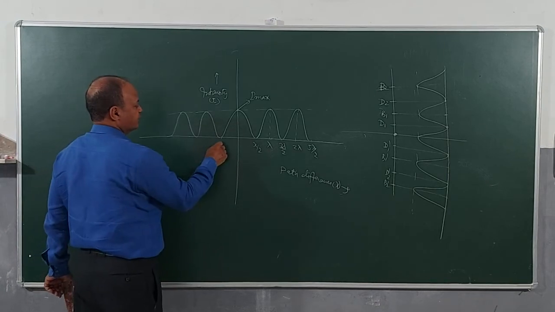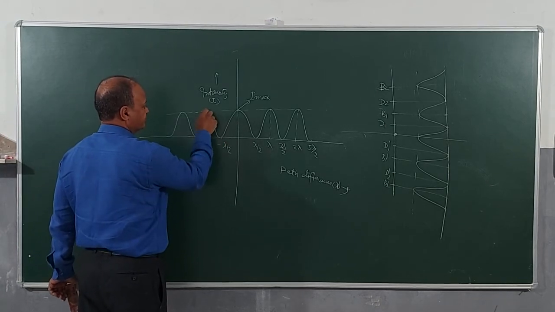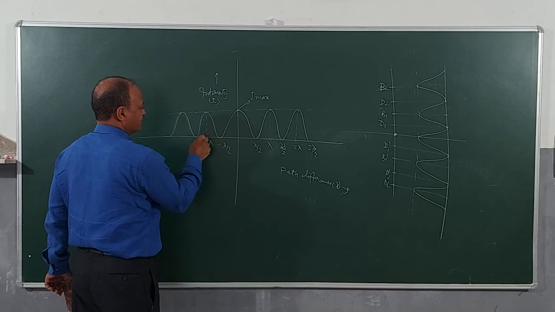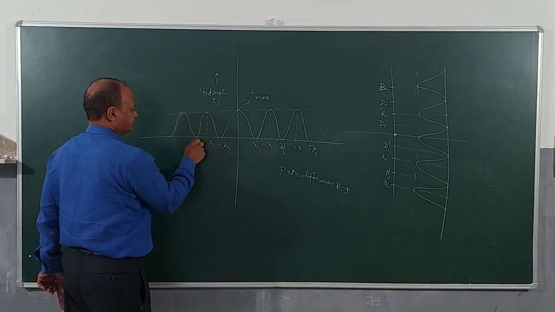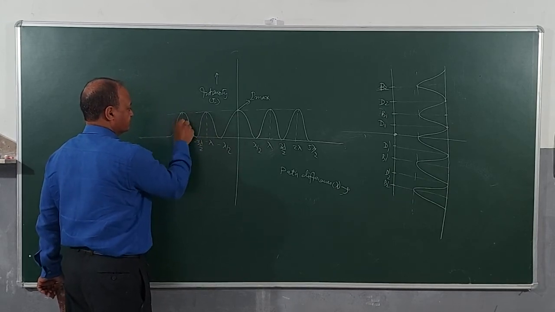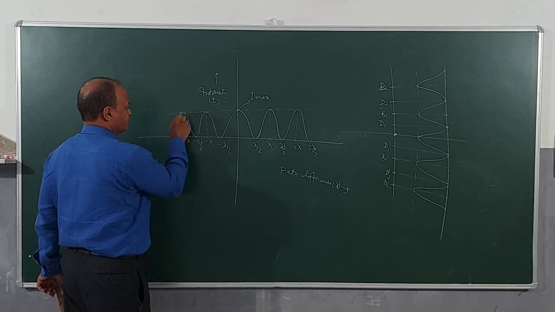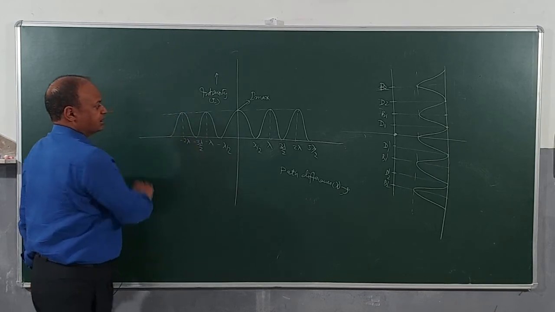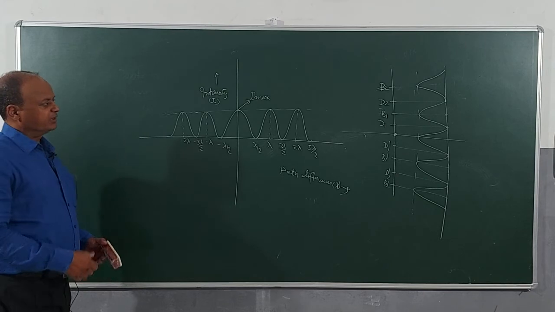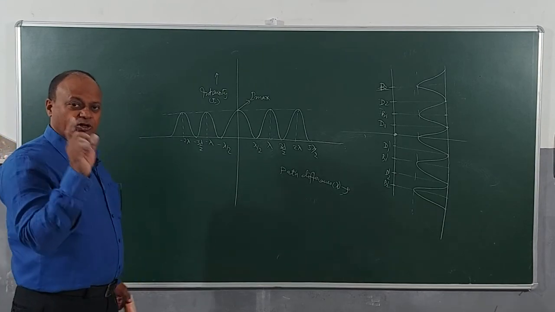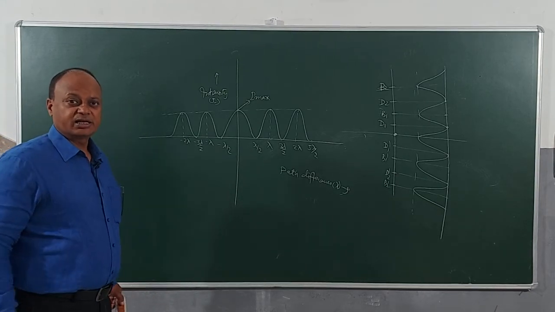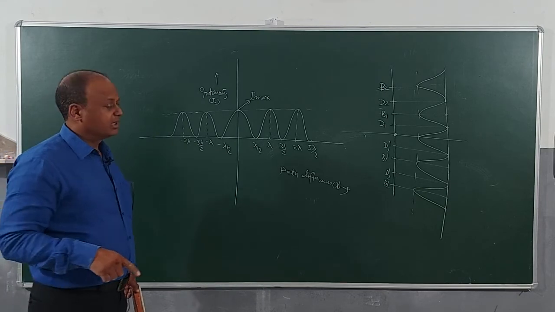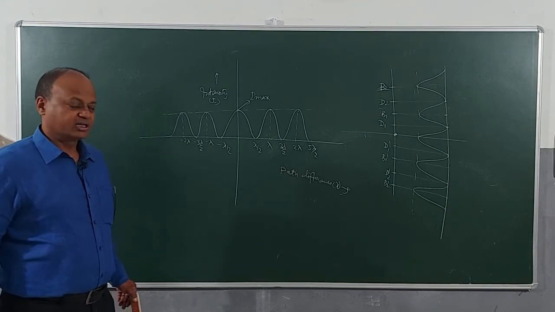Similarly here, this is minus lambda by 2, minus lambda, minus 3 lambda by 2, minus 2 lambda. So this is how the graph is coming. Clear? But the important thing is that all the bright spots are equally bright and as bright as the central maximum, and all the dark spots are equally dark.